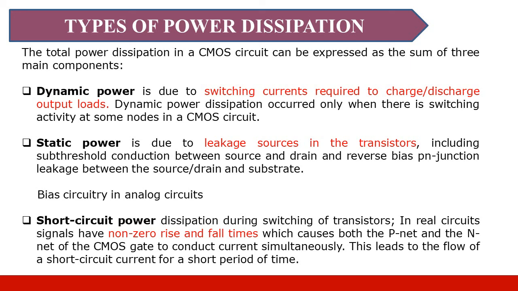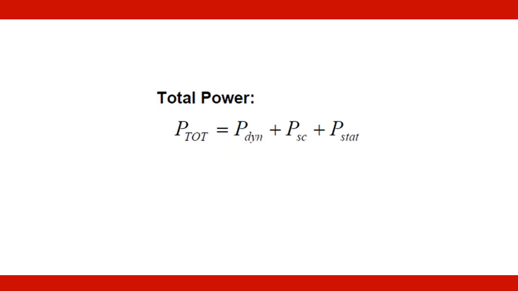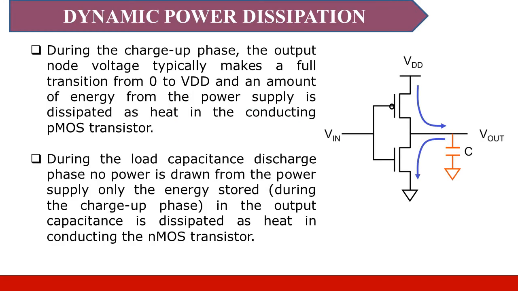So these are the three categories. In total, we say that the total power dissipation in the CMOS circuit is the summation of these three: dynamic power dissipation plus short circuit power dissipation plus static power dissipation. So this is how we find the total power dissipation. Now going one by one to each in detail. So first comes the dynamic power dissipation.